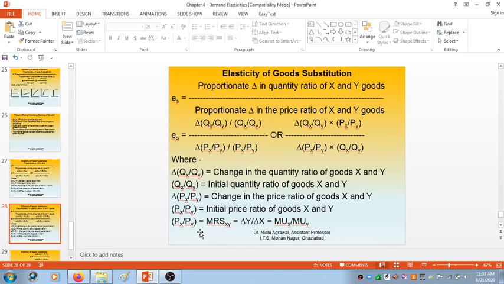Similarly, the price ratio Px upon Py is actually equal to the marginal rate of substitution of X for Y, that is equal to delta Y upon delta X, which is equal to marginal utility of X divided by marginal utility of Y. The explanation of this last line I will give in my successive lectures based on the theory of consumer behavior. So I will focus on this relationship in that chapter.